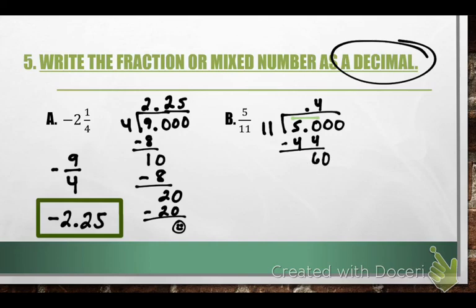Can an 11 go into a 60? Yes. How many times? 5. 5 times 11? 55. Subtract, what do you get? 5. 5. Can an 11 go into a 50? Yes. How many times? 4. Okay, then we've got 4 times 11 is 44. We get 6. I'm going to bring down another 0. It can go in 5.